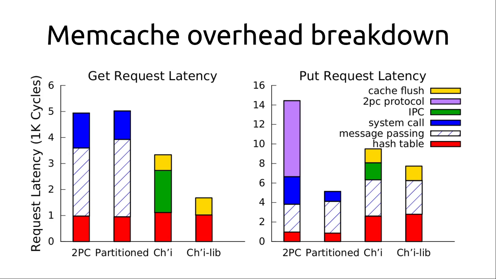If we look at how this actually pans out, we see on the left we have GET request latency, and we have thousands of cycles per operation on the y-axis in both of the graphs. We're comparing against two-phase commit, which is doing replication of the data structure, and we see that the red portion of the overhead is the actual hash table itself, so that's relatively constant across all of these. We have message passing that needs to be used in two-phase commit. We have message passing for partitioned as well, and we have system call overheads to be able to actually access things using IPC and whatnot, right?